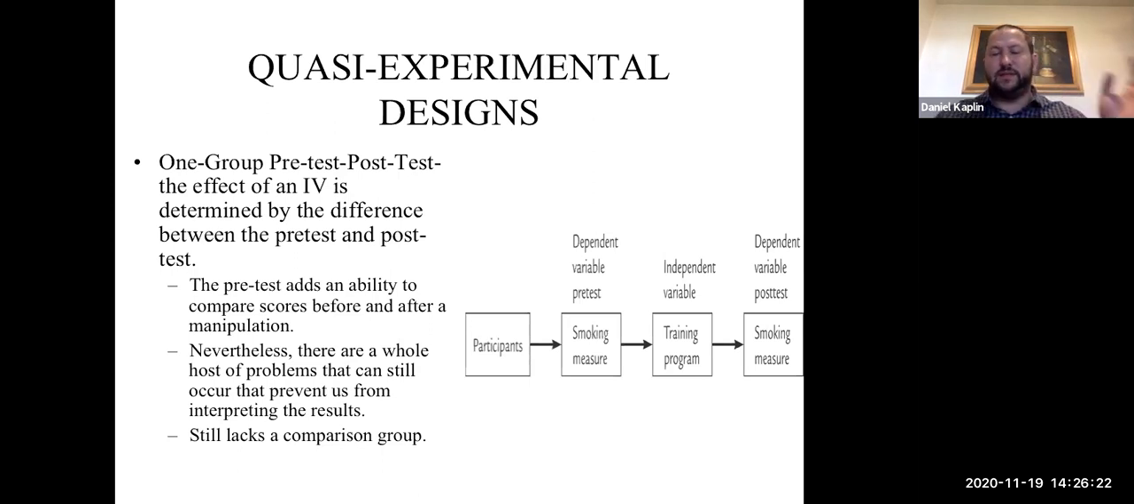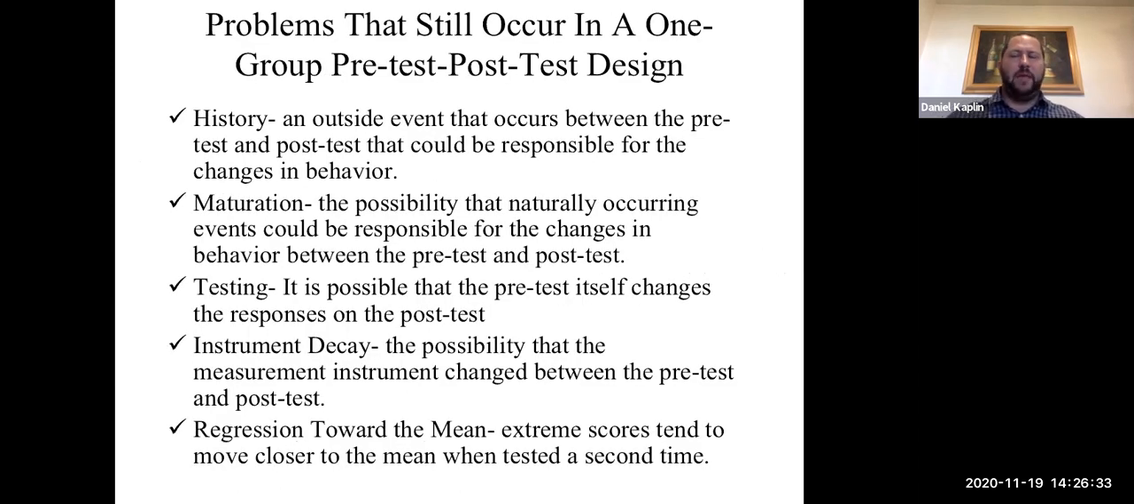So there's a whole host of problems that could occur, environmental factors that could have led to this outcome other than a program. So without a comparison group, we can't make meaningful interpretations. So as I said, there are a lot of problems. One issue is history. Those are environmental factors that happen and coincide with the pre-test and the post-test that might have shifted the post-test behavior.